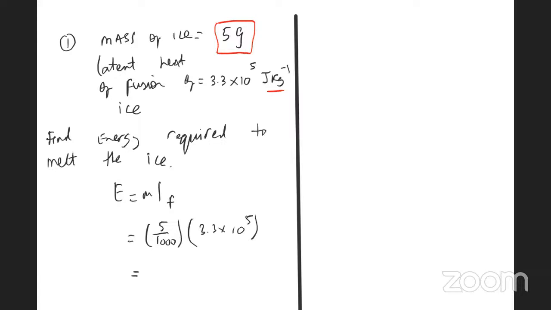Right, the key word here is melt, yeah? So you'll know which formula to use, right? 1650 joules. Have a calculator. All right, let's try our next one.